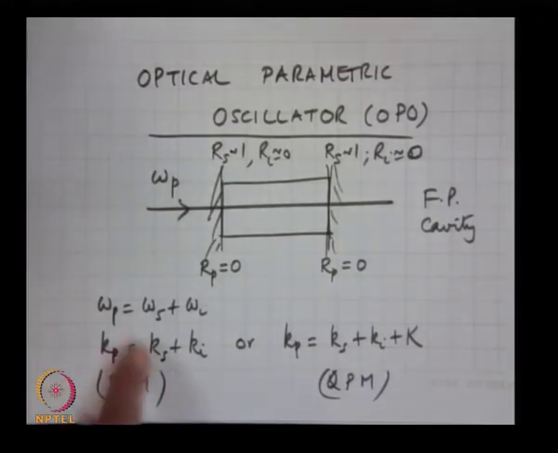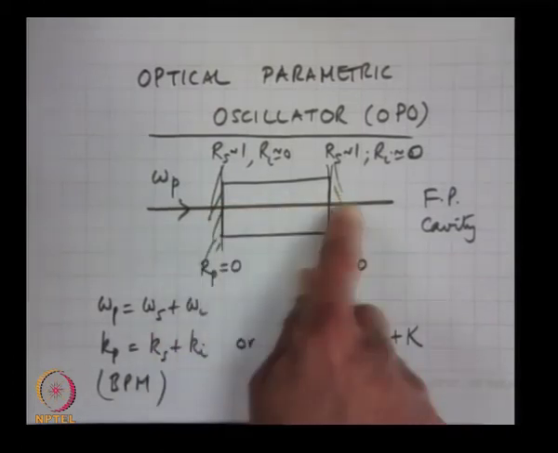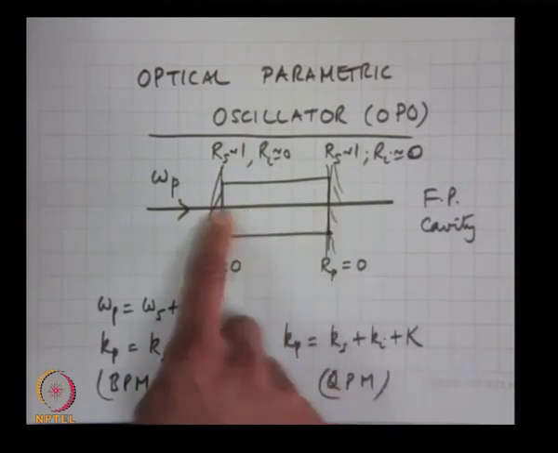The frequency is given by this. Is there any other condition on omega s? It has to be a resonant mode inside the cavity. So what is the frequency which will be resonant inside this cavity?